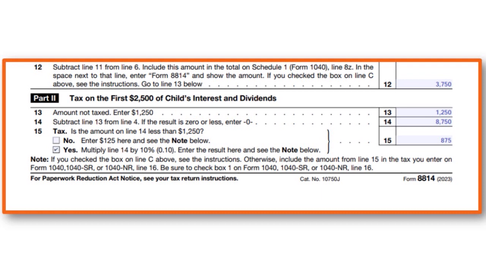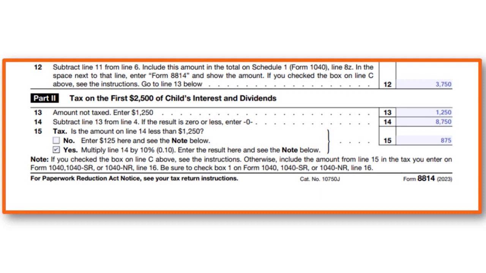What about part 2? Part 2 relates to the tax on the first 2,500 of the child's interest and dividends. The amount that is not taxed here, the IRS wants you to put 1,250. So we just put that. It's pretty straightforward. Nothing really complicated here.